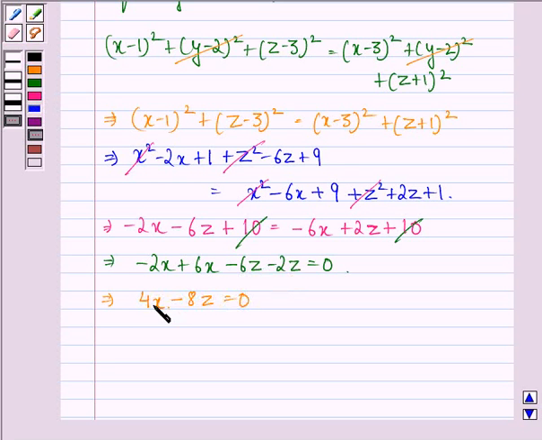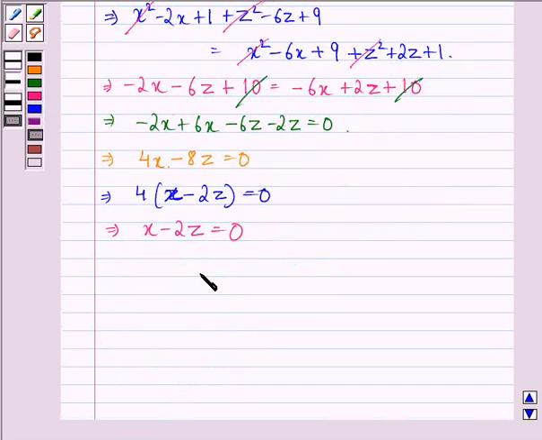Now, taking 4 common from both the terms, we have 4 into (x minus 2z) equal to 0. Since 4 is not equal to 0, this implies x minus 2z is equal to 0, which is the required equation. So, our answer to the question is that the equation of the set of points which are equidistant from the points (1, 2, 3) and (3, 2, -1) is x minus 2z equal to 0.